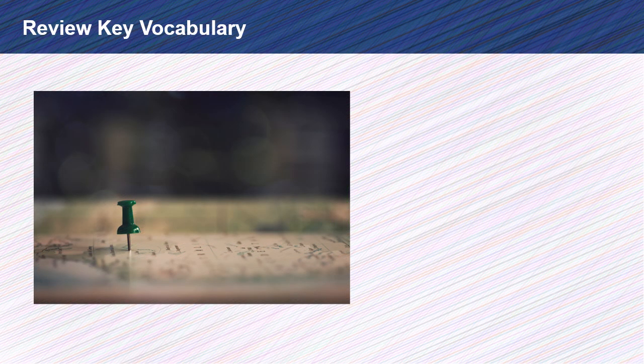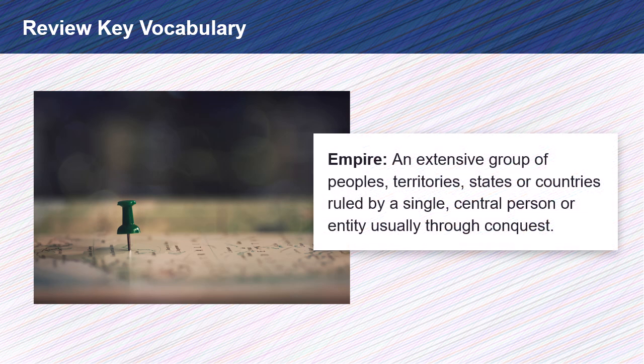Review key vocabulary. At the beginning of this module, we defined empires as an extensive group of peoples, territories, states, and countries ruled by a single central person or entity, usually through conquest. Empires, as extensive groups of territories and peoples, contain significant cultural diversity. For thousands of years, empires have been demographically and geographically the largest governing powers on Earth. They have irrevocably shaped the trajectories and evolution of many cultures and societies. These influences persist today, affecting modern cultural and societal dynamics globally.